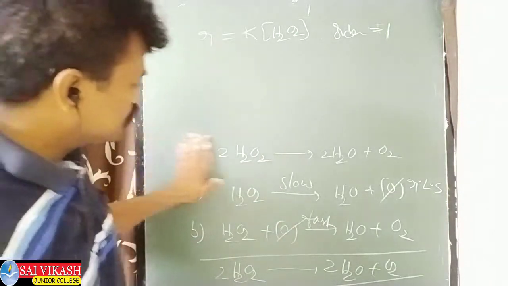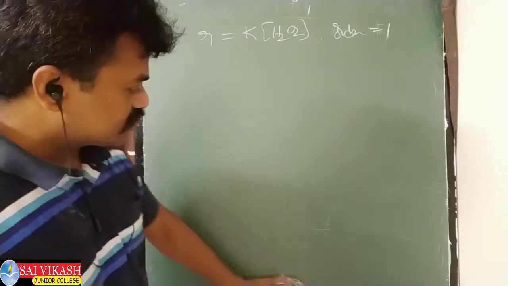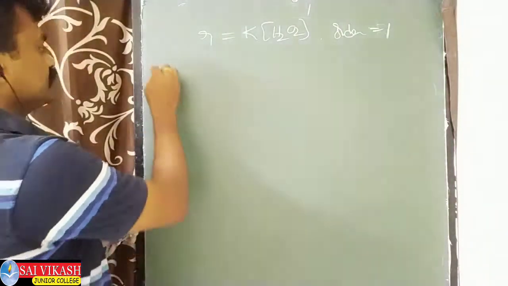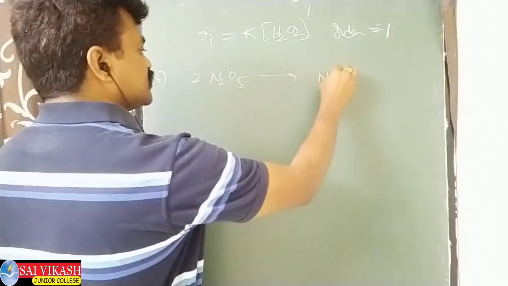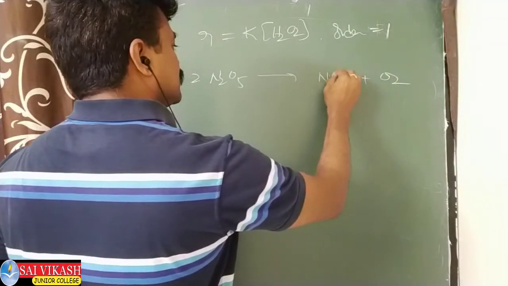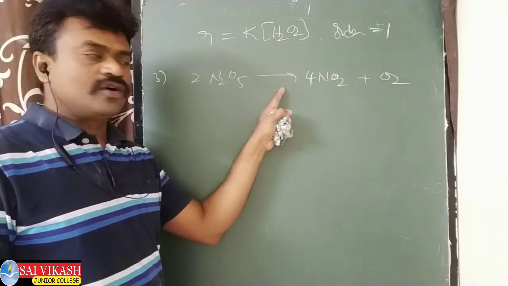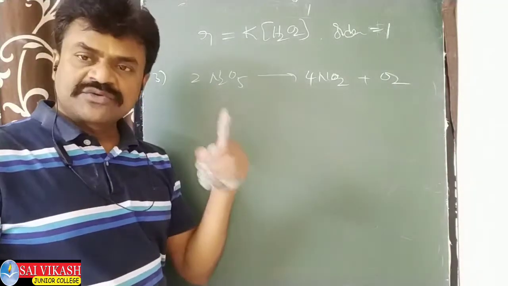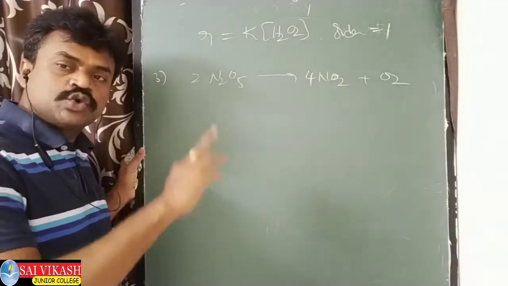So this is example 2, H2O2 case. It looks like second order but actually acts as first order, and this K is called the first order rate constant. See example 2, the same thing. See, 2N2O5 dissociates to form 4NO2 plus O2. Here also more than one mole is there. So you have to think whether the order is 2 or order is 1.